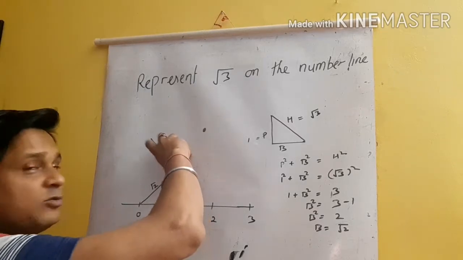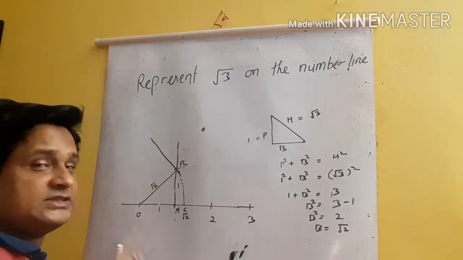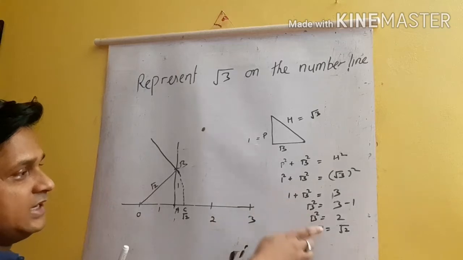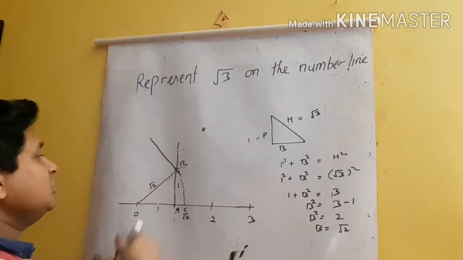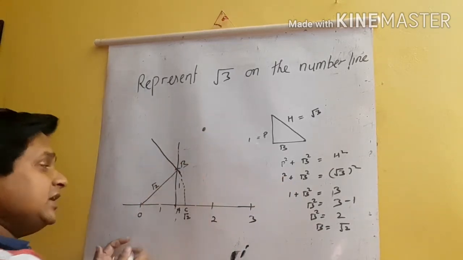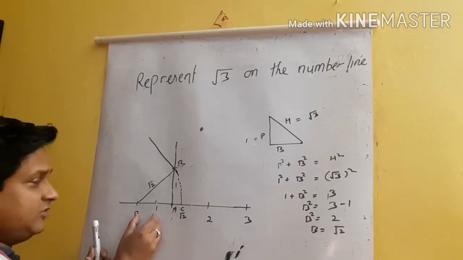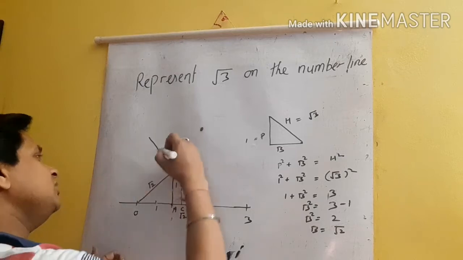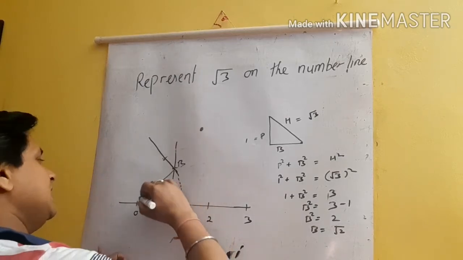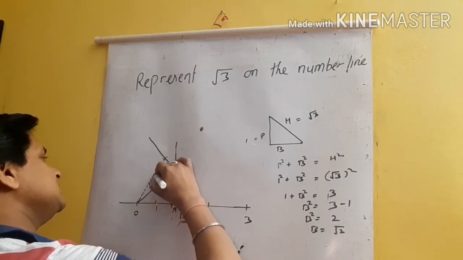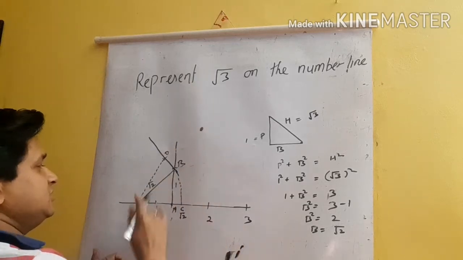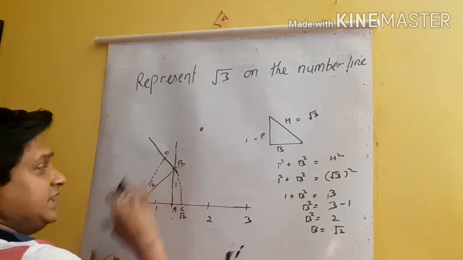Now I will take the perpendicular distance. What is the perpendicular distance? 1 unit. You can see here 1 unit was there. So how much is 1 unit? This distance. This distance is 1 unit. So you will take this distance and mark it here, and you will join this. Suppose this is point D. So this is what? This is root 3.